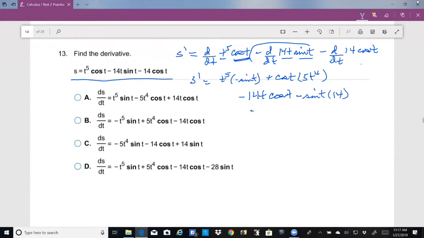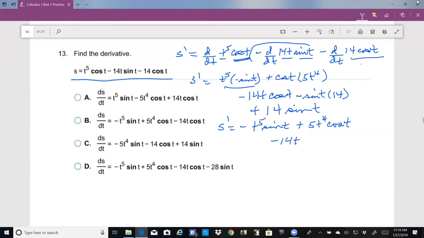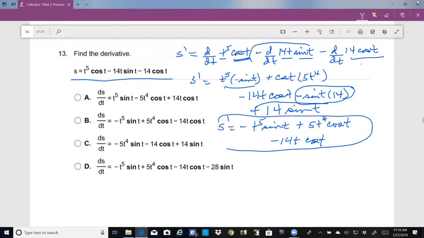Then finally, minus the derivative of 14 cosine of t, which is going to be plus 14 sine of t. So writing this out, we get S prime is equal to minus t to the fifth sine of t plus 5t to the fourth cosine of t minus 14t cosine of t. And notice we have minus 14 sine of t plus 14 sine of t, which cancel out. And so the answer is this, which is answer B.